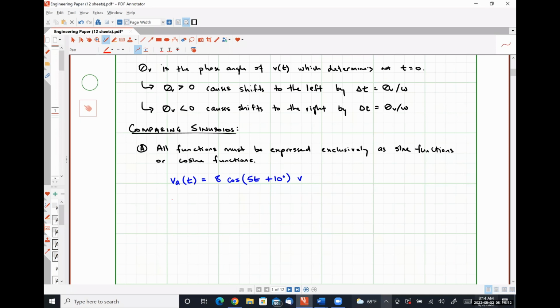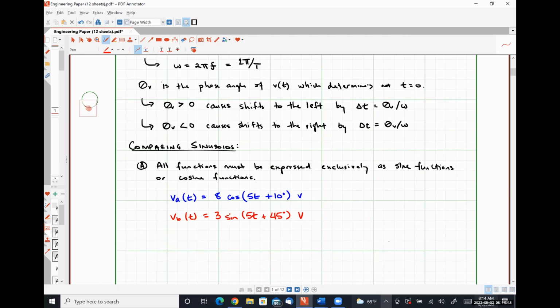And let's say that we had a second signal, VB of t, that was equal to 3 sine 5t plus 45 degrees volts. The only way that I can do a valid comparison between these two signals is to either change VB of t to a cosine function or change VA of t into a sine function, okay?